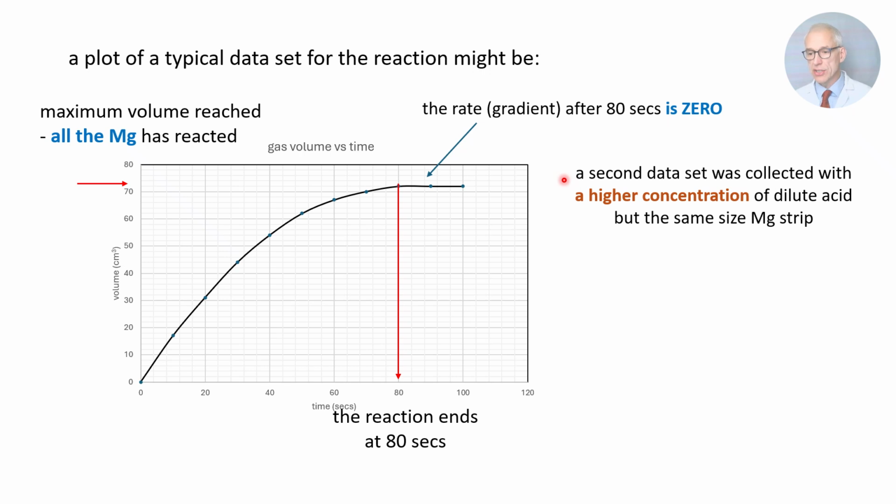Now, a second data set was collected with a higher concentration of dilute acid, but the same size magnesium strip. Could you sketch the shape of the data graph that you would expect to obtain? Stop, restart when you're ready.